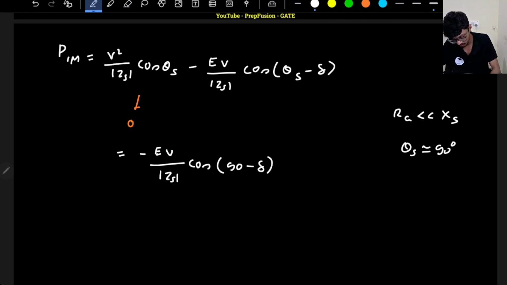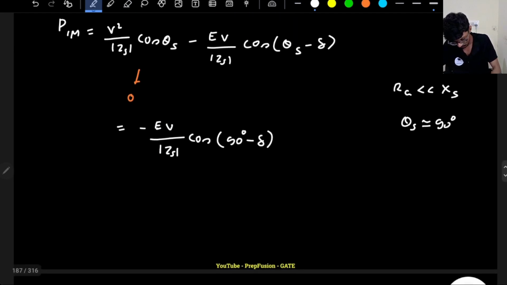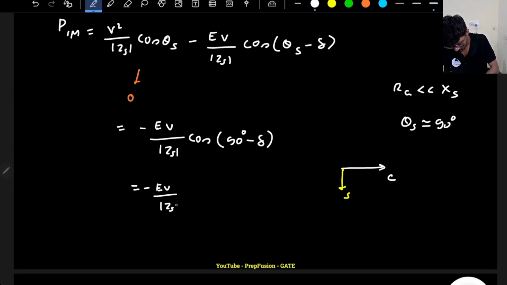Now what is cos of 90 minus delta? So cos is here and sine is here, correct? This is sine, this is cos. So cos 90 minus delta is simply sine delta, right? Cos 90 minus theta is sine theta. So this will be minus EV by magnitude of ZS sine delta.